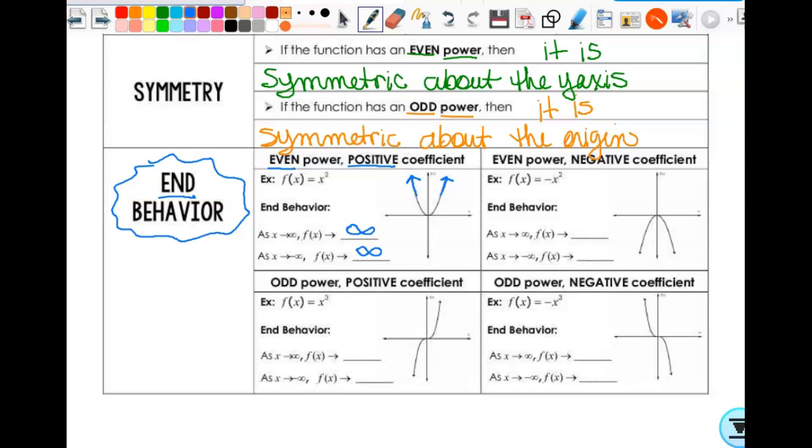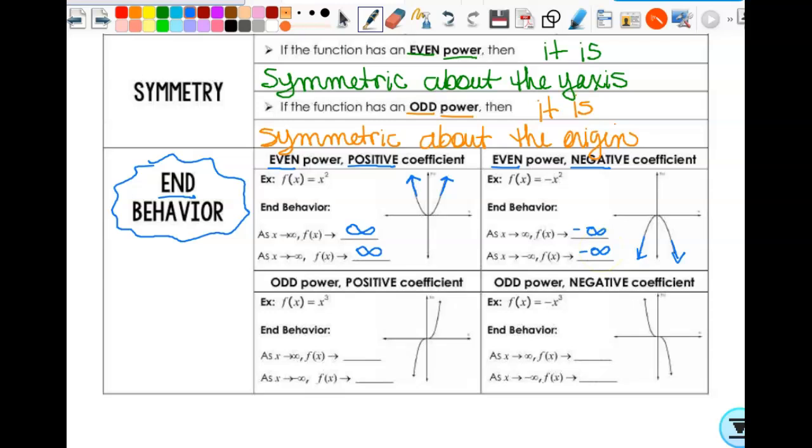Even power, negative coefficient. So negative x squared, or negative x to the 8th, or negative x to whatever that's even. All that's happening here then is a reflection in the x-axis. This is my end behavior here. So as x approaches infinity, f of x approaches negative infinity. And as x approaches negative infinity, f of x approaches negative infinity. Okay, we good? Even is either up, up, or down, down.